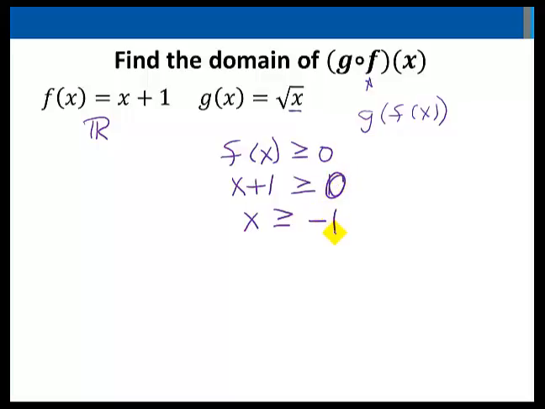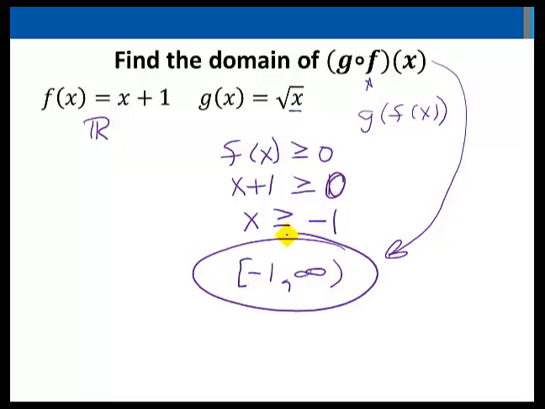negative 1. Okay, so the intersection of these two domains tells me that the domain of g composed with f will need to include values of x greater than or equal to negative 1, and would then be square bracket negative 1 comma infinity. All values of x greater than or equal to negative 1.